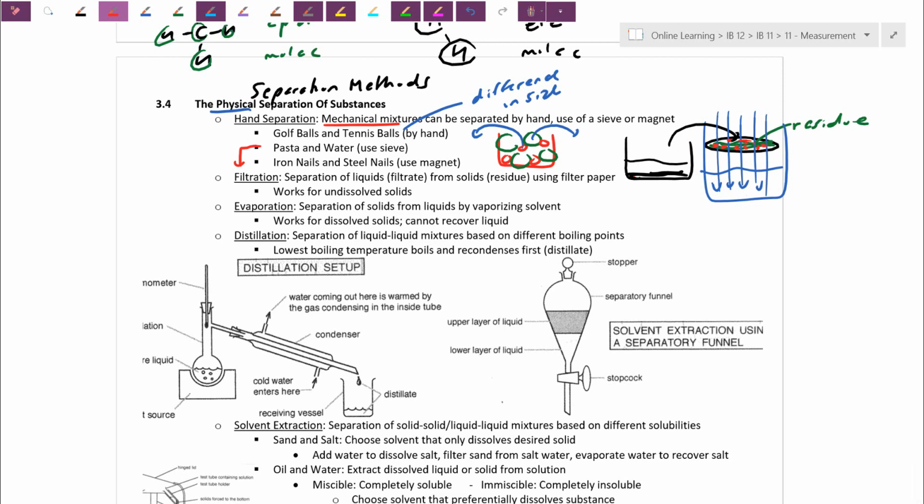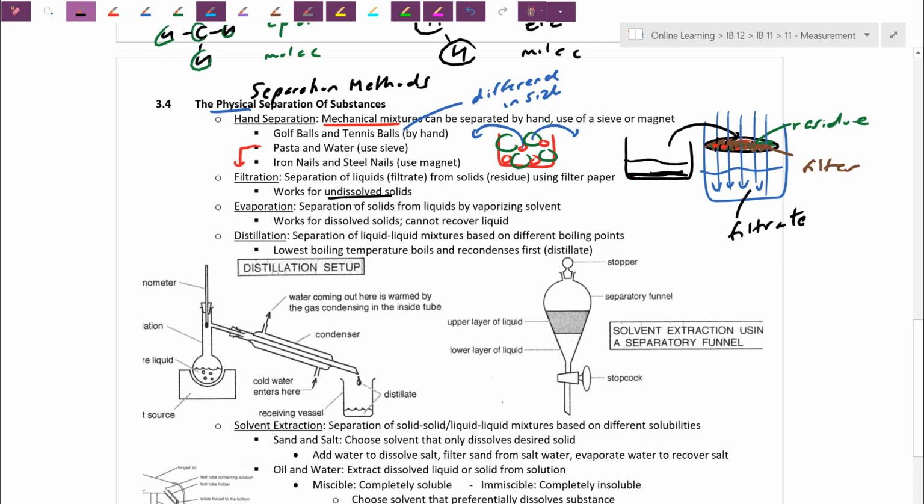What I can do then is get a better strainer, maybe a filter paper. Even though the filter paper might feel like it's solid, it's actually embedded with a whole bunch of tiny little pores, tiny little holes. Filter paper is graded with different size pores, and as long as the sand grains are larger than the pores, the sand grains will be trapped on the filter paper as a residue. The part that gets through the filtration is called the filtrate. So it works for undissolved material as long as the molecule size is good.